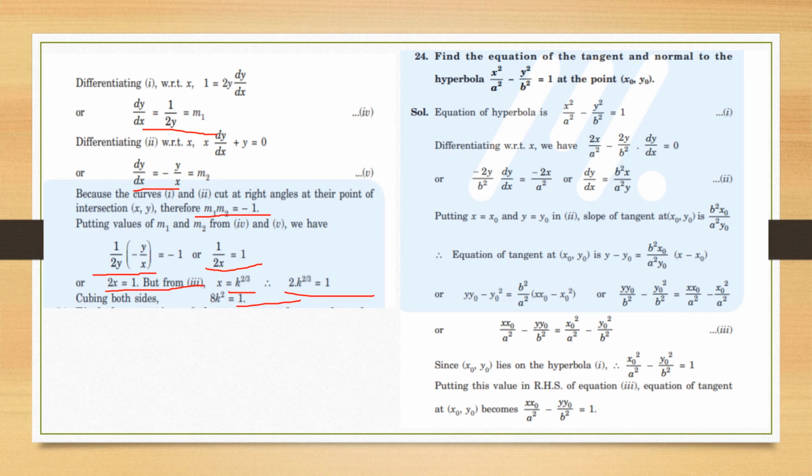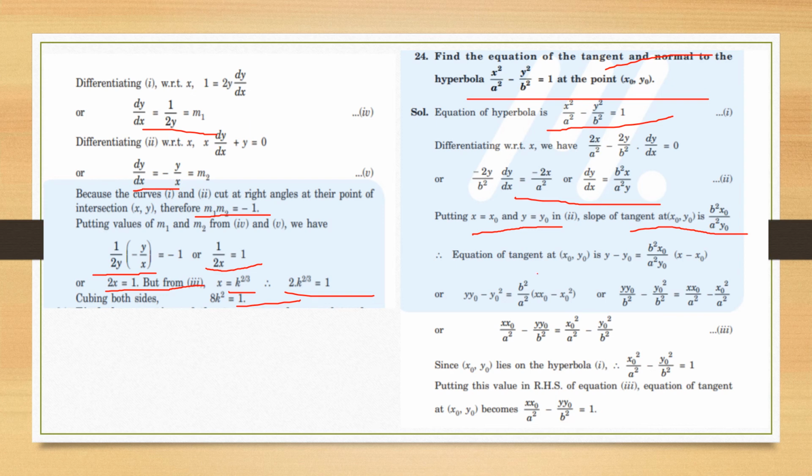Number 24 is find the equation of tangent and normal to the hyperbola at (x naught, y naught). Okay, so equation of hyperbola is this. So the derivative is dy by dx equal to b square x upon a square y. Okay, so putting x as x naught and y as y naught, slope of tangent, as the point is given, so I have to use it. At (x naught, y naught) the value of derivative at this point is b square x naught upon a square y naught.